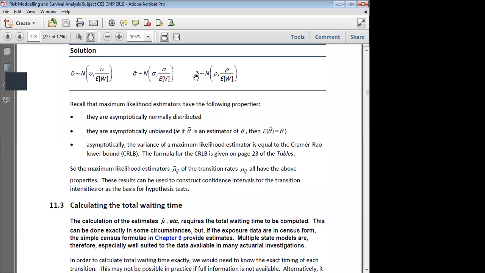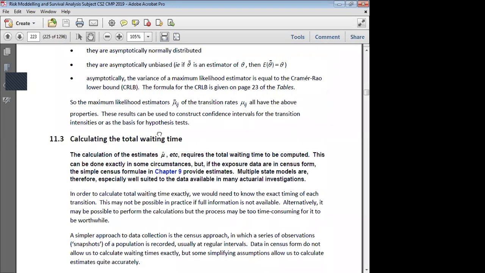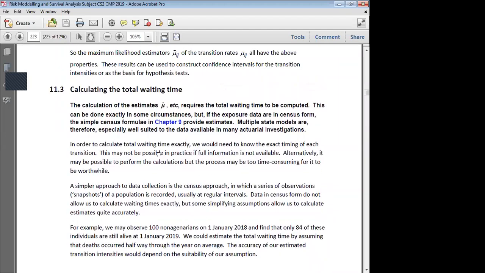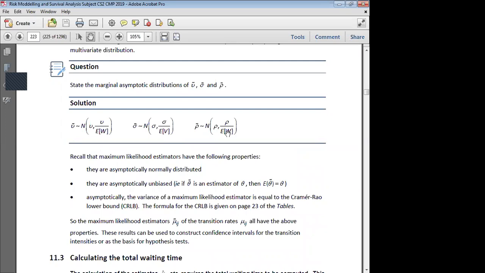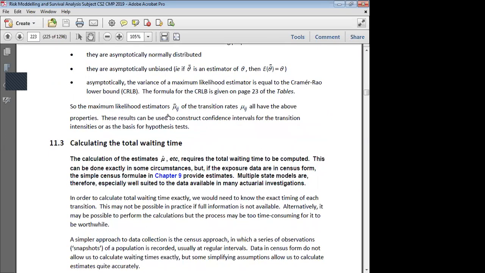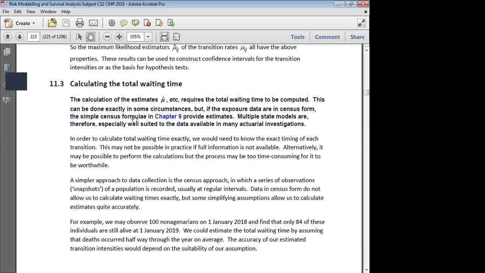So yeah, the very fact that the expectation of rho tilde is rho says that it is asymptotically unbiased. And okay, so now about calculating this expectation of W, expectation of V, and so on. This we will study in depth in a further chapter.